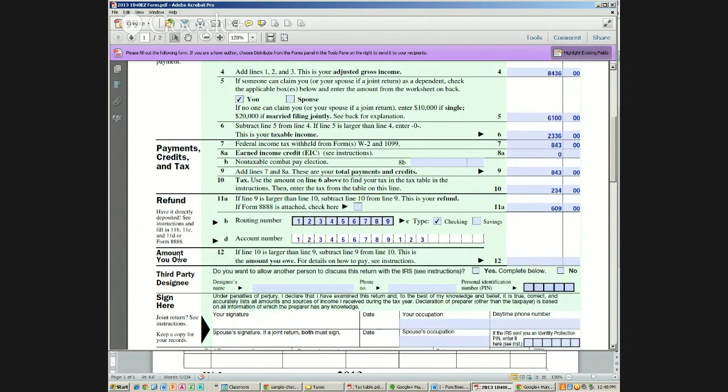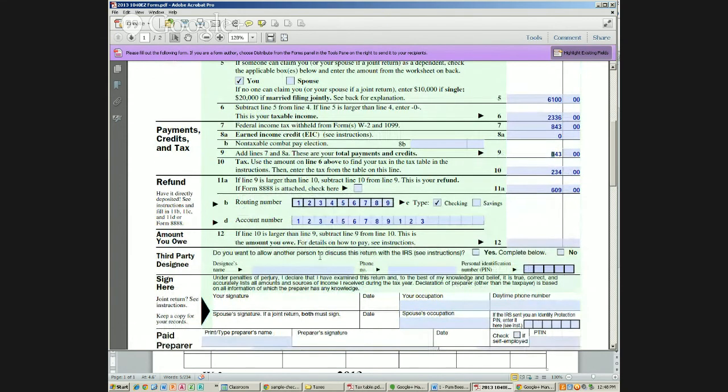All right, here we go. Next thing, the amount you owe. If line 10 is larger than line 9, that means you owe money, and that's where you're going to go ahead and discuss this return. Yada yada yada. But for this sake, I think we have one where you're going to have to owe money. All of them will usually end up in a refund for you guys.